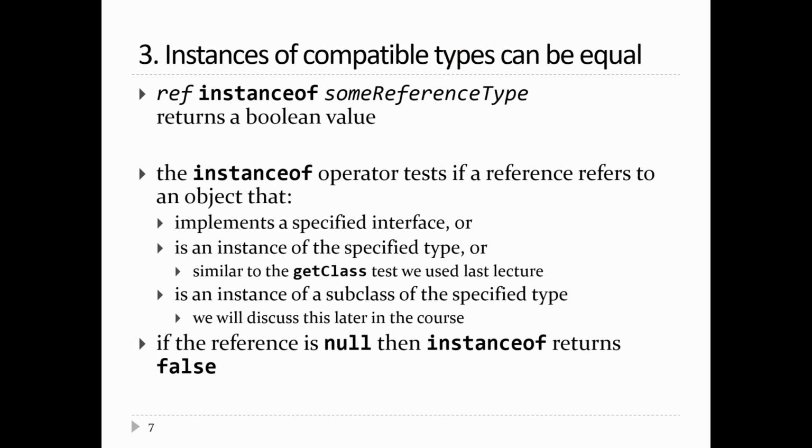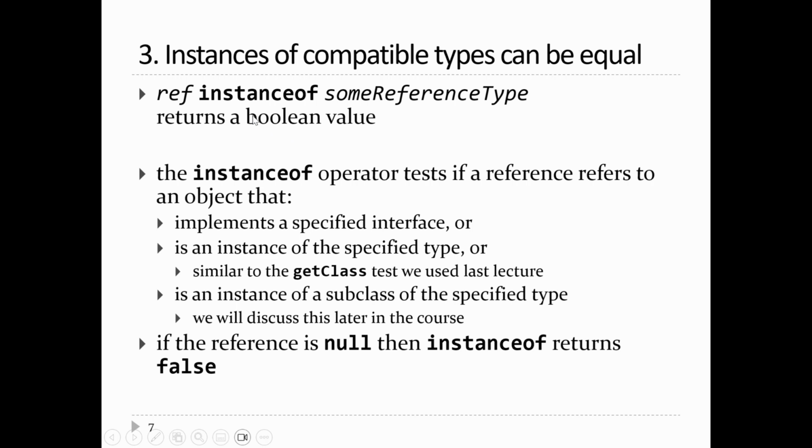Now we want objects whose types are compatible to possibly be equal. In other words, if they're related by inheritance, we want to be able to test if they're equal. For that, we need the instance of operator. Instance of is an operator even though it's spelled out in letters. It's not a symbol of some kind, it's still an operator in Java. The way you use instance of is you pass it a reference of some kind, so a variable. And on the right-hand side, you specify some reference type, so a class type or an interface type.